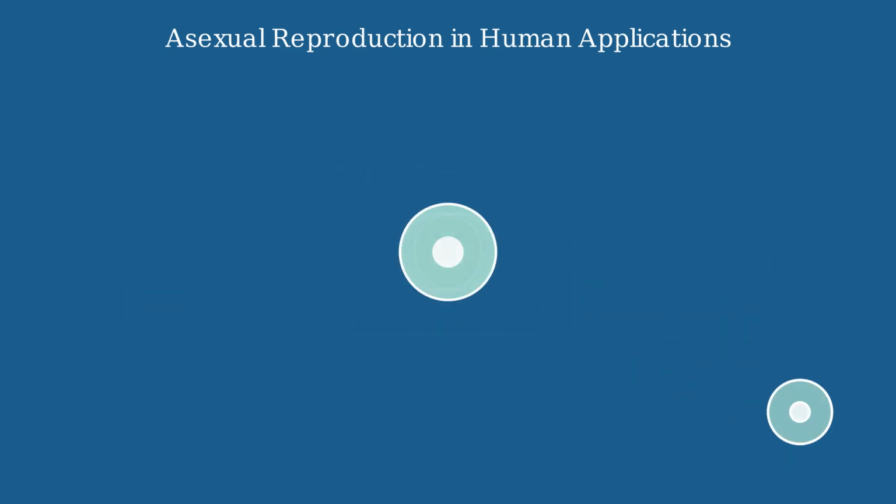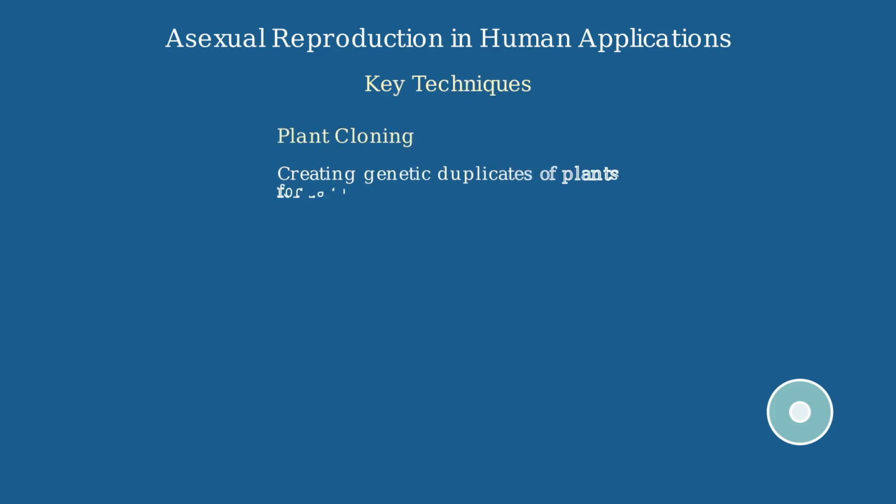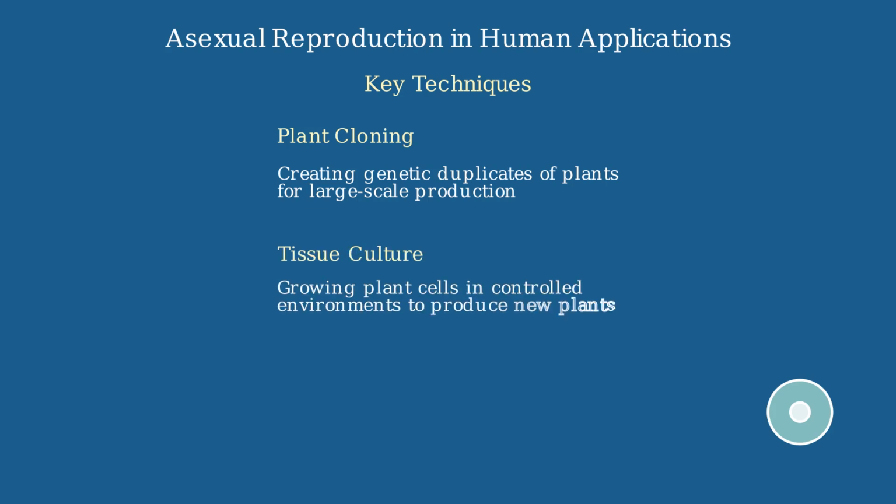Let's explore the key techniques humans have developed to harness asexual reproduction. Plant cloning creates genetically identical copies of plants with desirable traits. This technique enables large-scale production of high-quality crops and ornamental plants. Tissue culture involves growing plant cells in sterile laboratory conditions. Scientists can regenerate entire plants from just a few cells, making it valuable for both conservation and commercial applications.